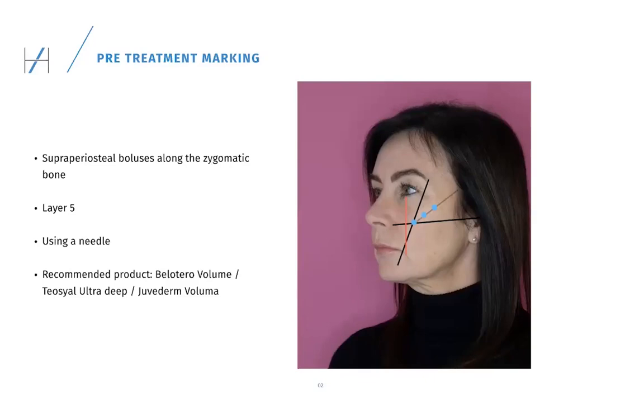So treatment-wise, supraperiosteal bolus is long as diagmatic bone. You're layer 5, you want a periosteum, you're touching bone, you're aspirating, and then you're slowly injecting boluses. And when we're starting out with that, you can see recommended products here, your Volume, your Ultra Deep, or your Voluma. You can use RHA4 in this if you wanted to, instead of Ultra Deep, it's a bit harder in very thin patients.